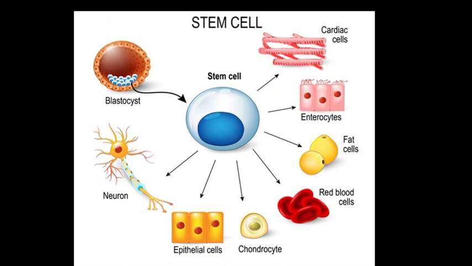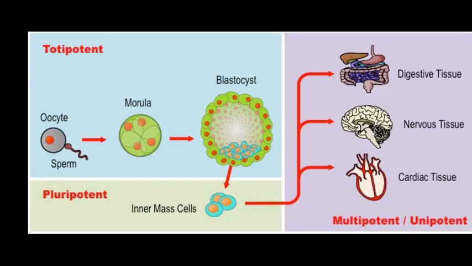This picture shows how the stem cells are differentiated into many types of cells such as neuron, epithelial cells, chondrocyte, RBC cells, fat cells, enterocytes, cardiac cells. In this picture, we will see the different potency of stem cell such as totipotent, pluripotent, multipotent, oligopotent and unipotent. Let's see one by one.